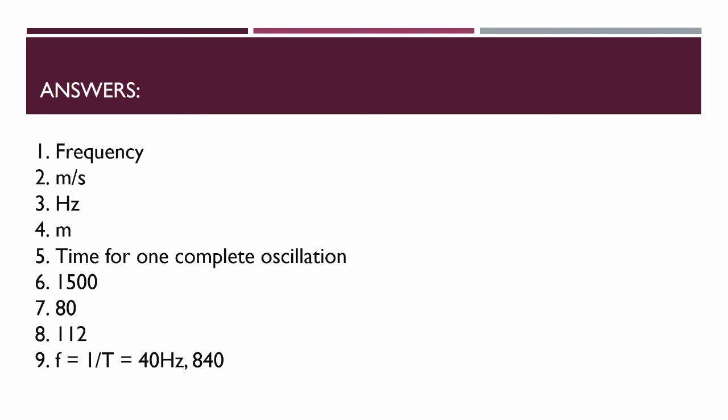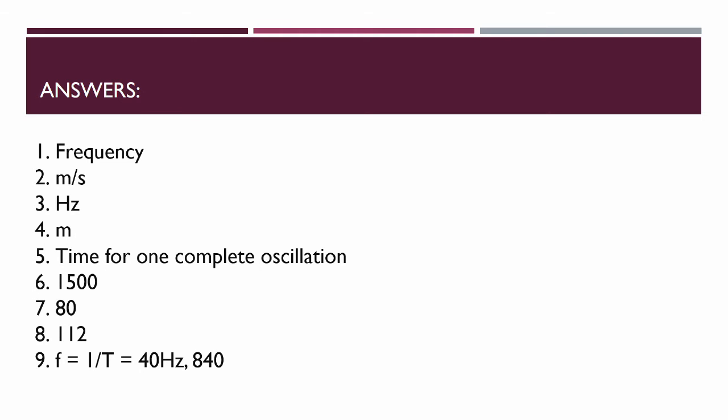Okay, first answer was frequency. The SI unit for speed is meters per second. Frequency is measured in hertz. The wavelength is measured in meters. The period is the time for one complete oscillation.